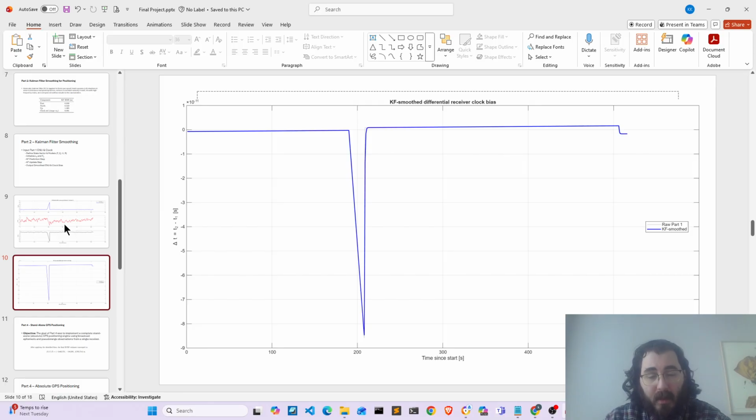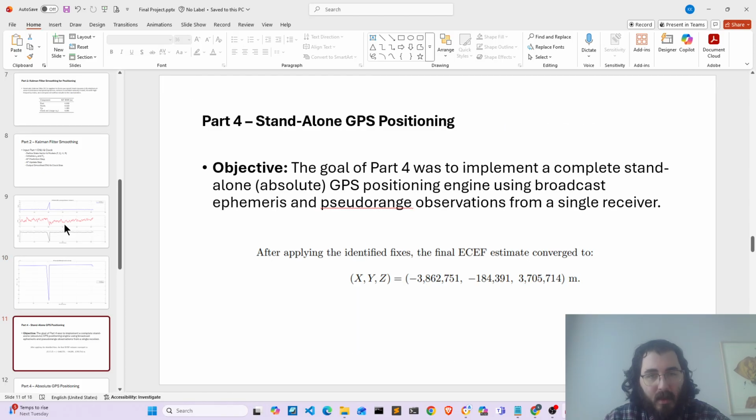In summary, the Kalman filter behaved correctly mathematically, but the combination of an already over-smoothed baseline and an incomplete measurement model made real improvement impossible. Given the issues in part 1 and part 2, I skipped part 3, so I'll jump to part 4.